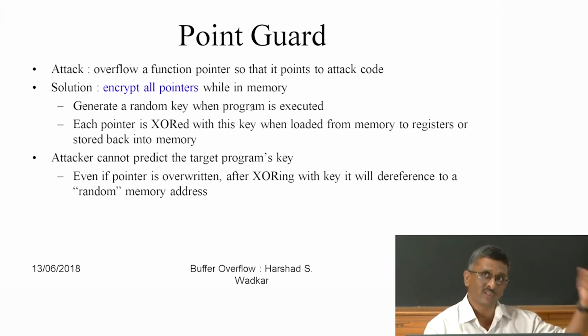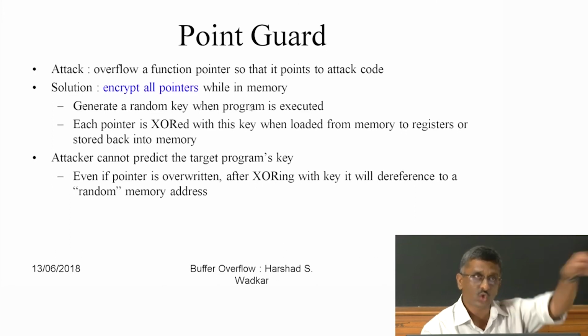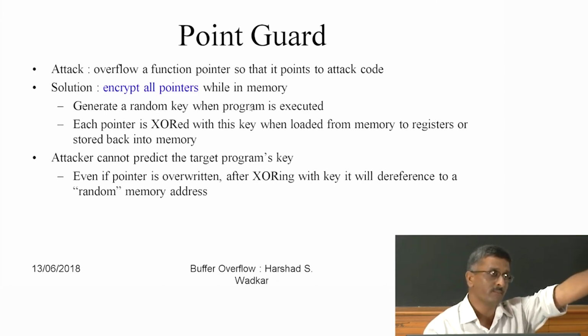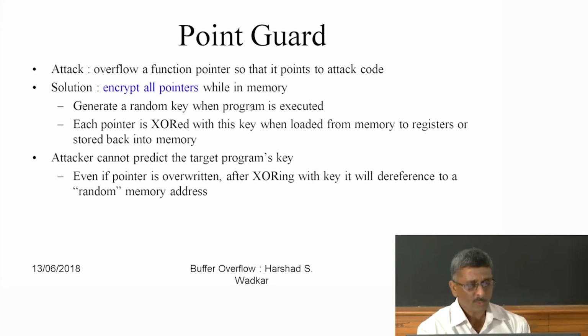That key is XORed with the pointer, and that encrypted data is stored in the memory locations. Each pointer is XORed with this key when loaded from memory to registers or stored back into memory. The idea is the attacker cannot predict the target program's key. That is the first job, because if I use some key for encryption, I require the same key for decryption. Have you heard of the Caesar cipher?